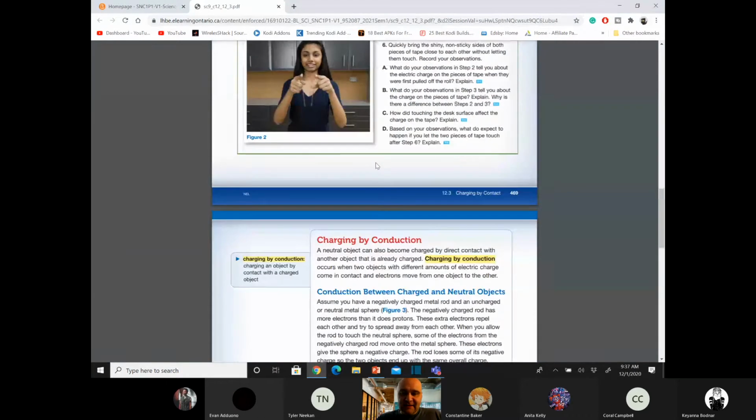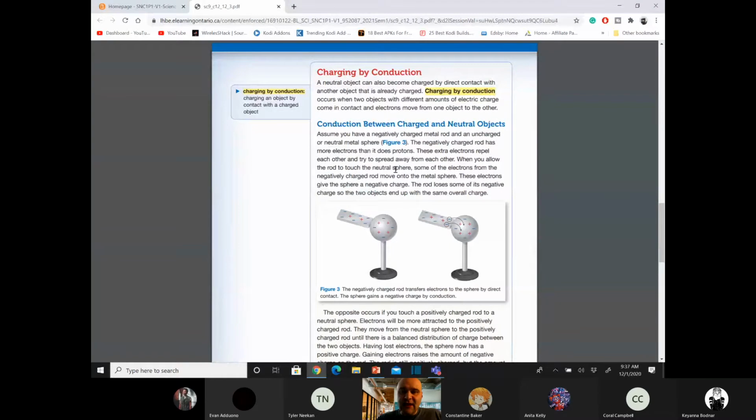Okay, so here is our second way of charging stuff, and this is by conduction. Really, it's just touching objects together. So our first one is friction, where you rub them together. The second one is conduction, where you touch them together. A neutral object can also become charged by direct contact with another object that is already charged. Charging by conduction occurs when two objects with different amounts of static electric charge come in contact and electrons move from one object to the other.